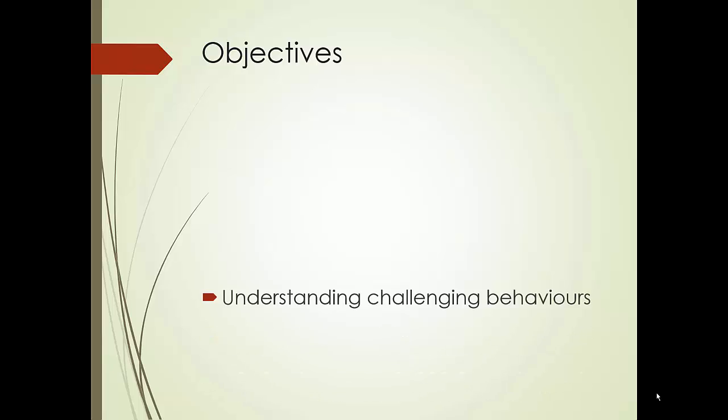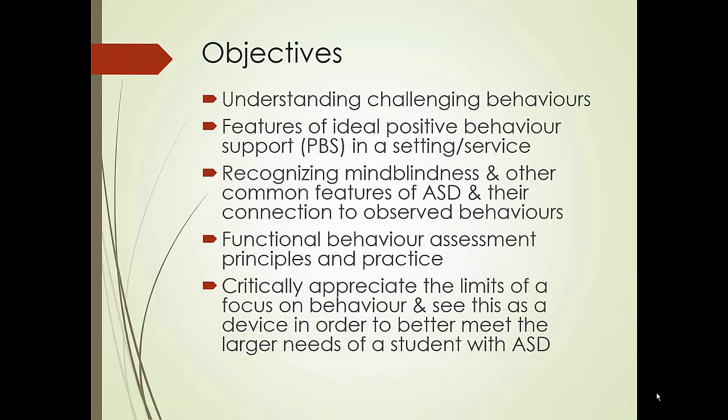So let's begin. The objectives of this presentation are to talk about how we can understand challenging behaviours which occur from children or young people in an education setting, how we can consider what the features are of an ideal positive behaviour support service in a setting, how we can appreciate and recognise mind blindness and other common features of autism, and be able to see the connection between these and observed behaviours, how we can understand functional behaviour assessment, FBA as it's known, and I'm going to talk you through some of the principles and practice of FBA.